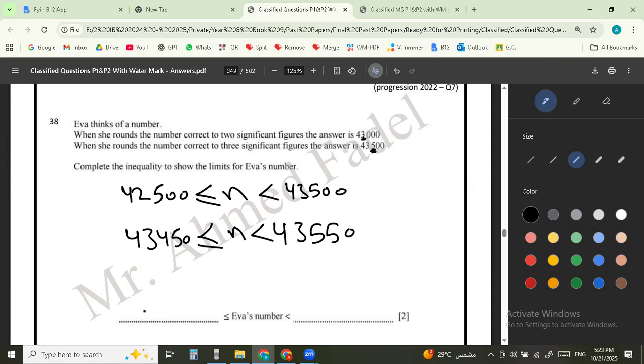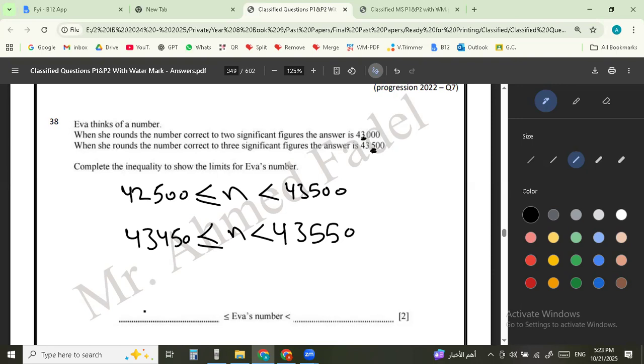Mister, they want only one inequality. Yes, exactly. Then you need to find the overlapping section, the section that is common in both of them. Imagine this here. You have from 42,500 until 43,550. There is one section that is common between them.